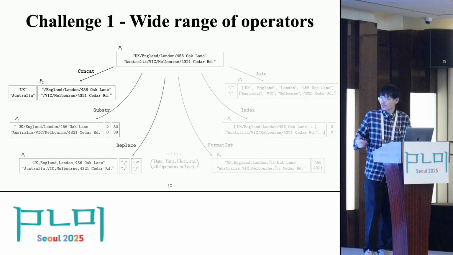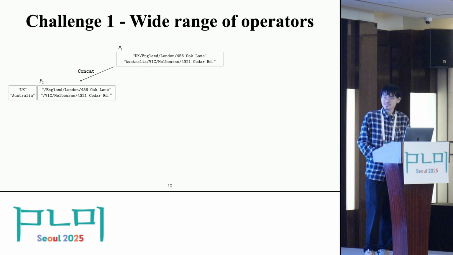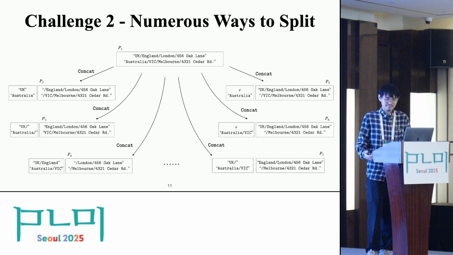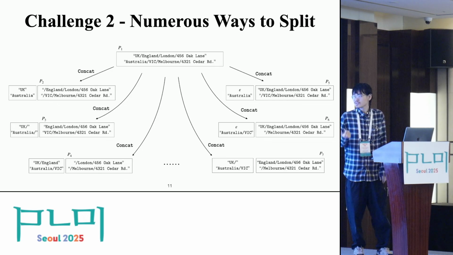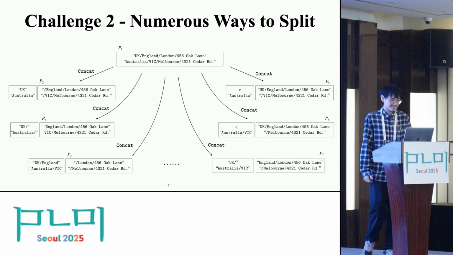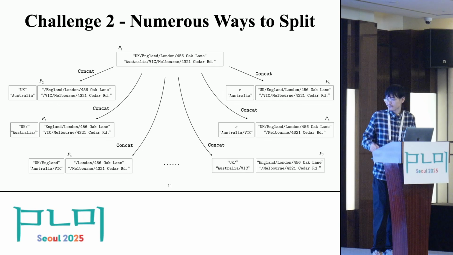And even for a single operator, you will have a lot of different ways to split the problem, which is P1. For concat, you may have a lot of ways to divide the problem. Like for the P2 and P3 problems, you may split before the slash and after the first slash. And for some other problem like P5, you may split the second example but ignore the first. Because of all those different ways of splitting, it's quite challenging for a SyGuS solver to solve this problem, and it makes the search space quite large.